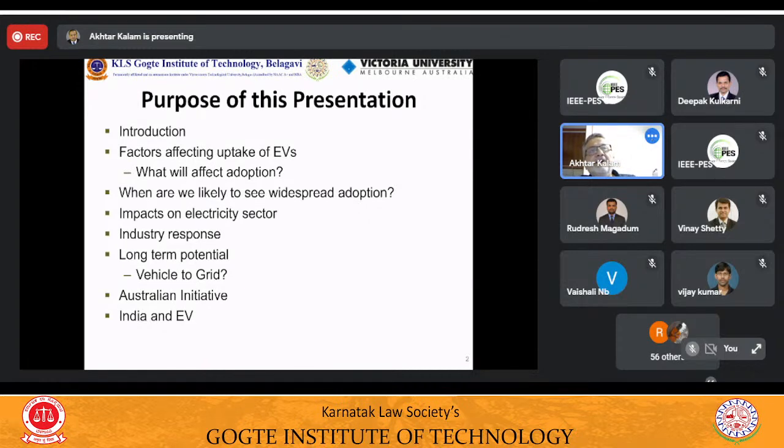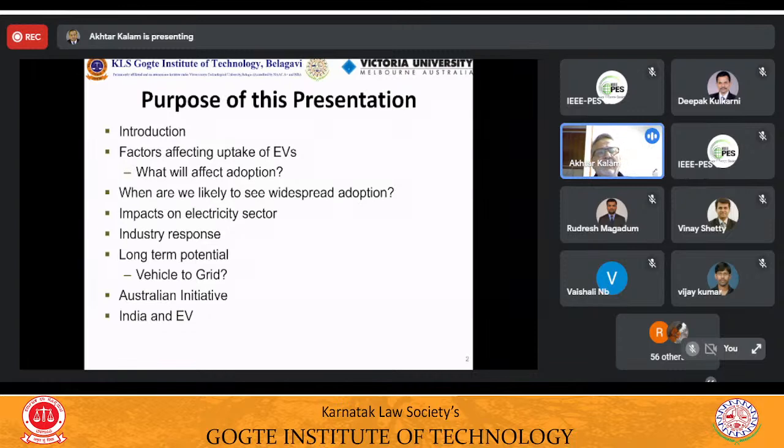Can I come with my vehicle to KGIT and run my electrical lab through my electric vehicle? And is that possible or not? Can I do that or not? Because I'll have a fully charged car. And can I run my renewable energy lab from there, the power system lab from there? So this is a challenge that I'm throwing right in the beginning. And what are the Australian initiatives and what is happening in India also with electric vehicle?